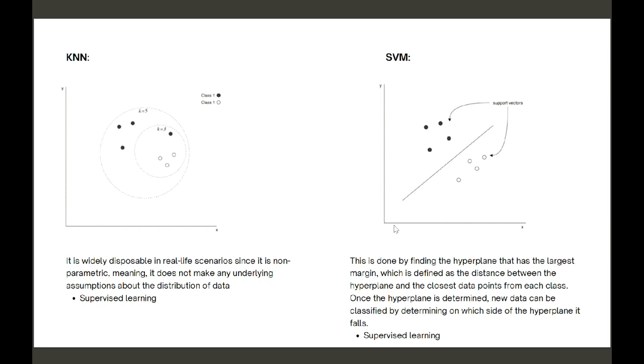Then we have SVM. This is done by finding the hyperplane that has the largest margin, which is defined as the distance between the hyperplane and the closest data points from each class. Once the hyperplane is determined, new data can be classified by determining on which side of the hyperplane it falls.